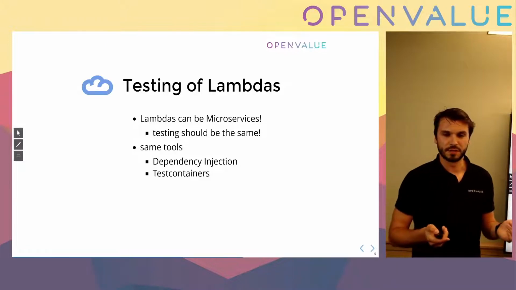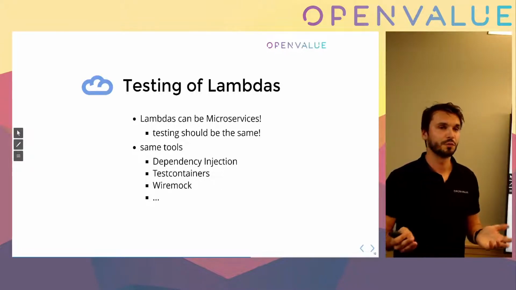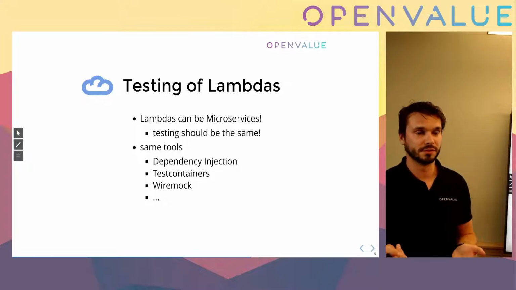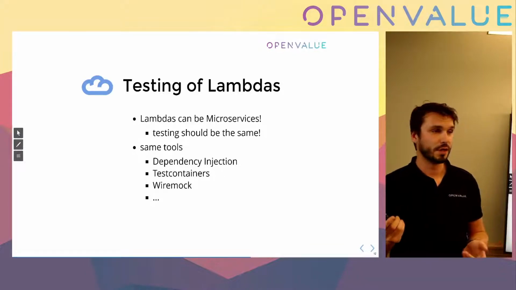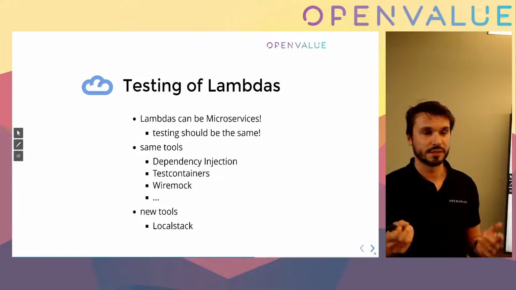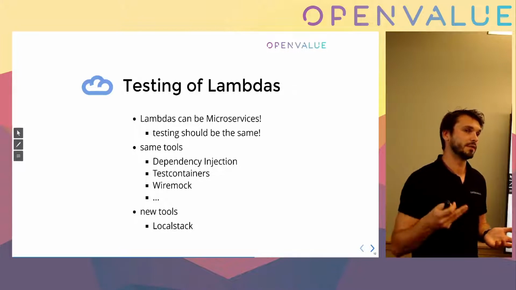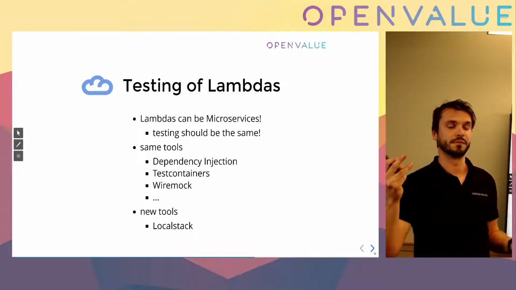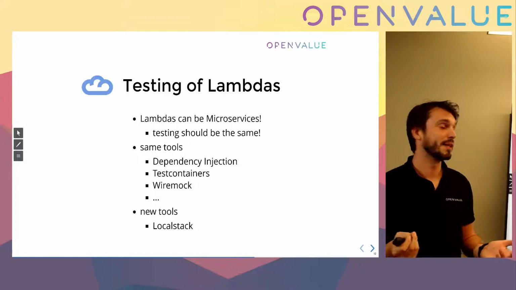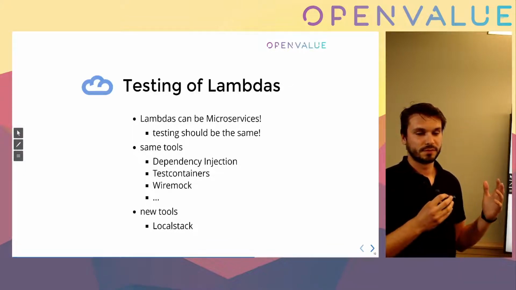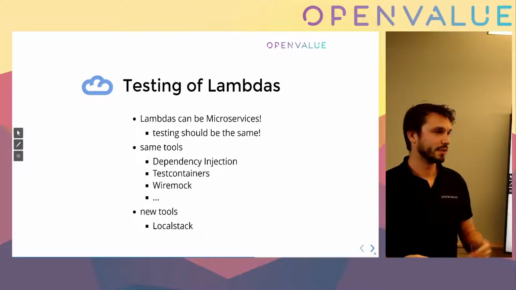I also gave some examples like Testcontainers and WireMock, and there might be multiple others, which we use for stubbing and mocking external services. We can also use these in a lambda environment. The only thing that's difficult for us is testing AWS-specific tools. What if we want to connect to something like the Simple Storage Service S3 from AWS? There's a new kid on the block, a new tool, LocalStack, and it aims to start a local AWS environment for you, which you can use for local testing. It's just perfect for testing purposes.